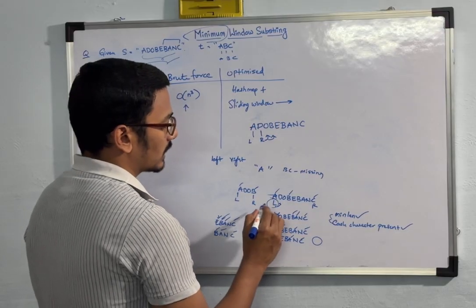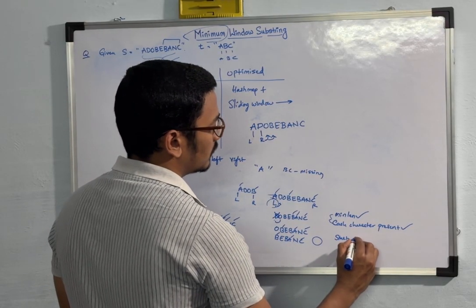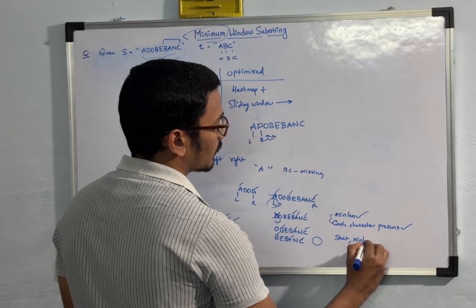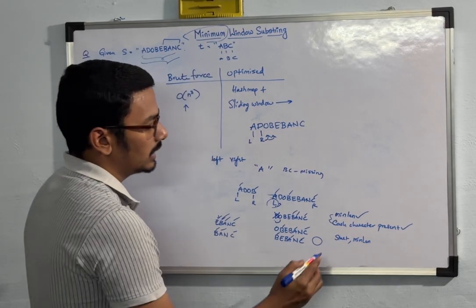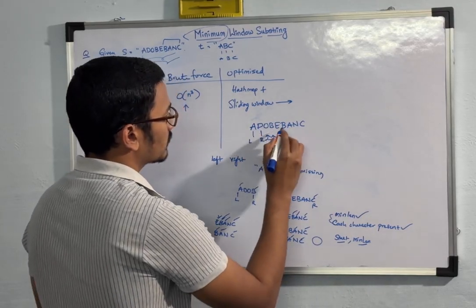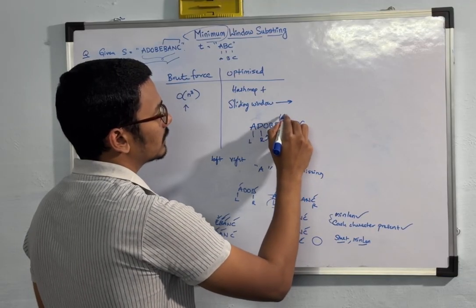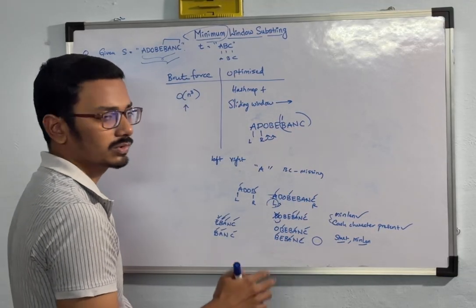the left value, which can be the start. I'll store the start value and the minimum length, because if I have the start and the minimum length, let's say I start here and I have the minimum length, then I can get this substring with the help of those two values.